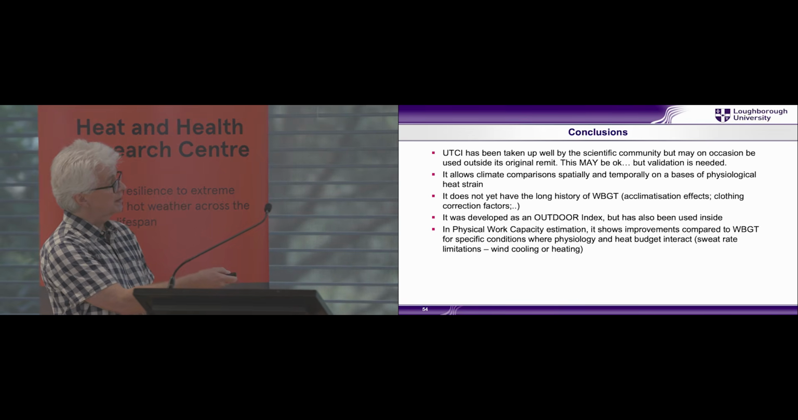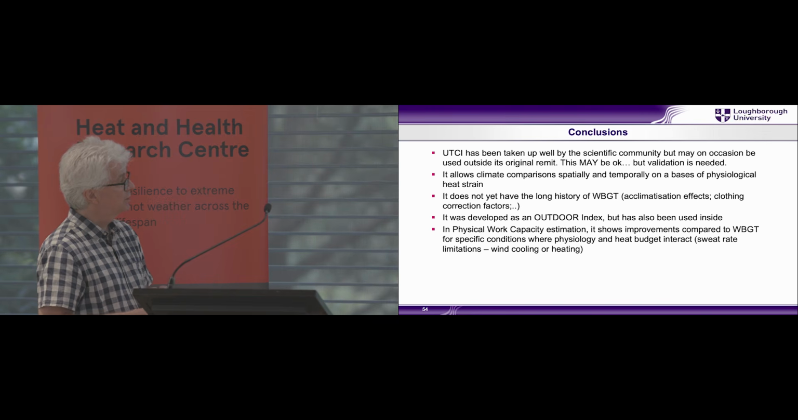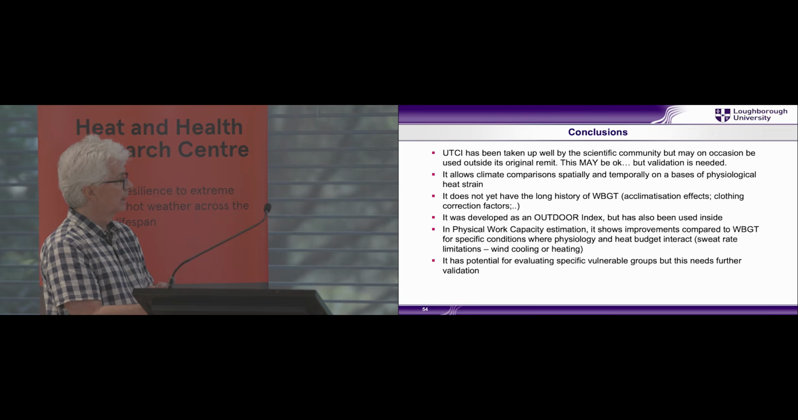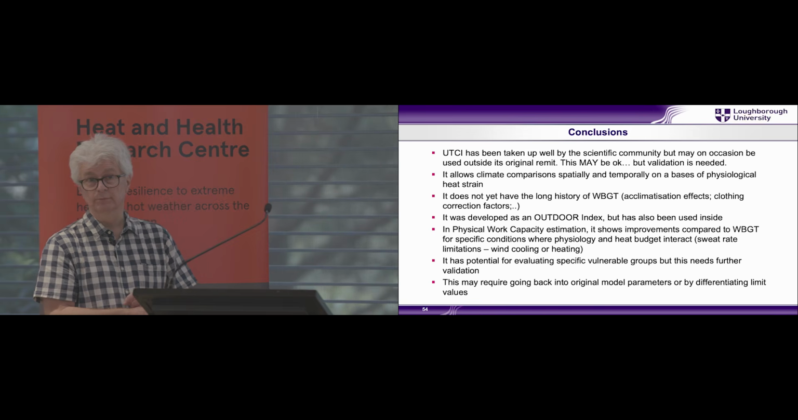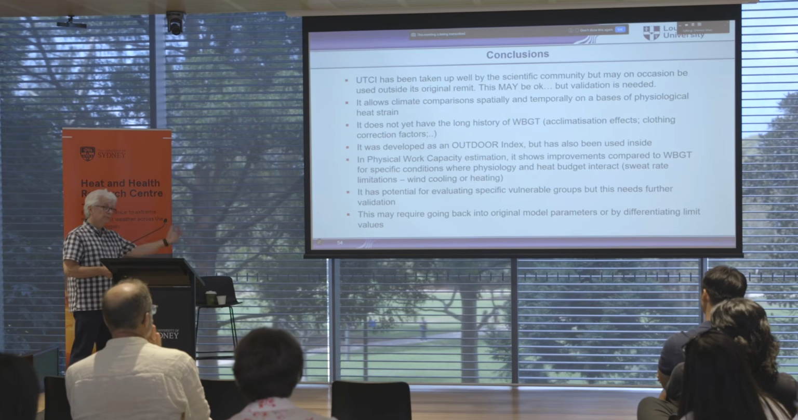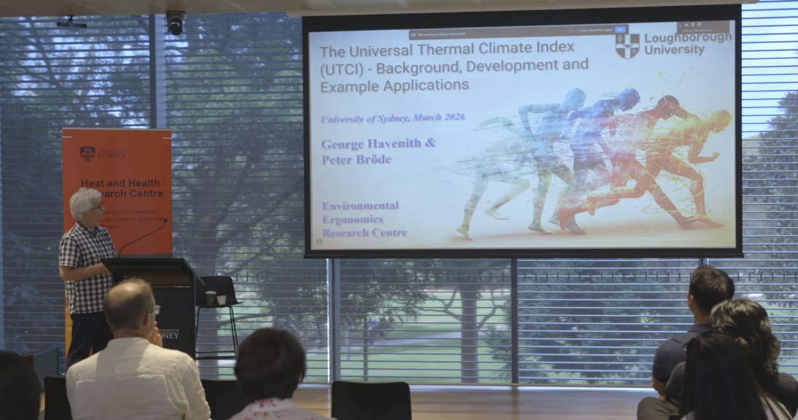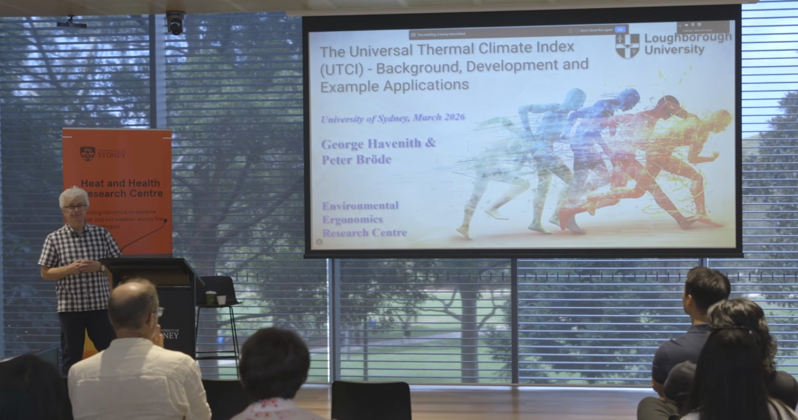In physical work capacity estimation, it shows improvements compared to WBGT for specific conditions. It has potential for evaluating specific vulnerable groups, but this needs further validation. And this might require going back to the original model parameters, or using different interpretation values of the outcome. Good, thank you very much.